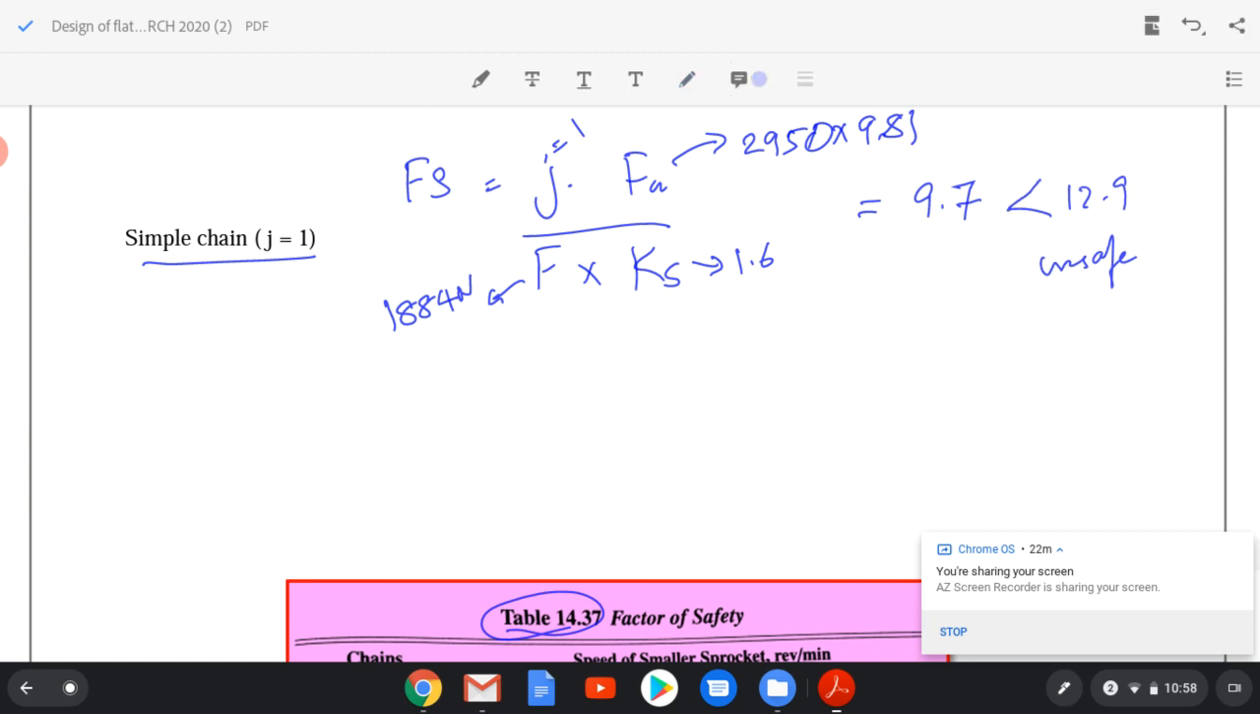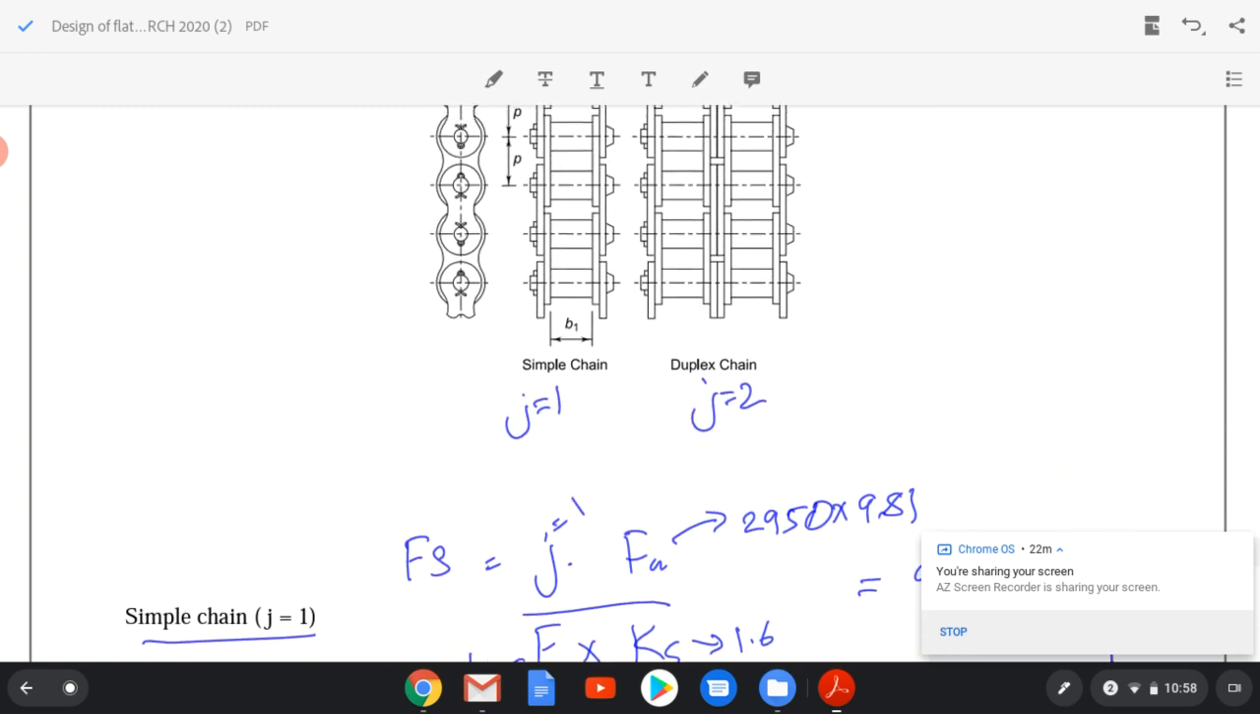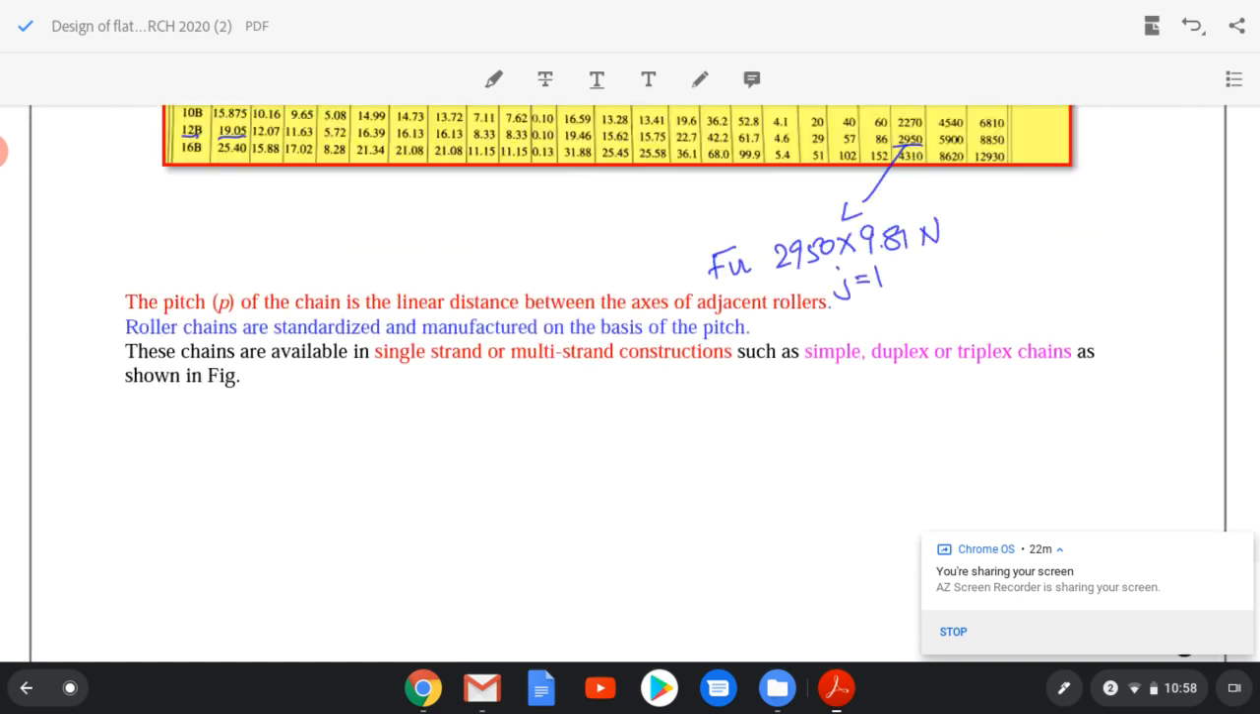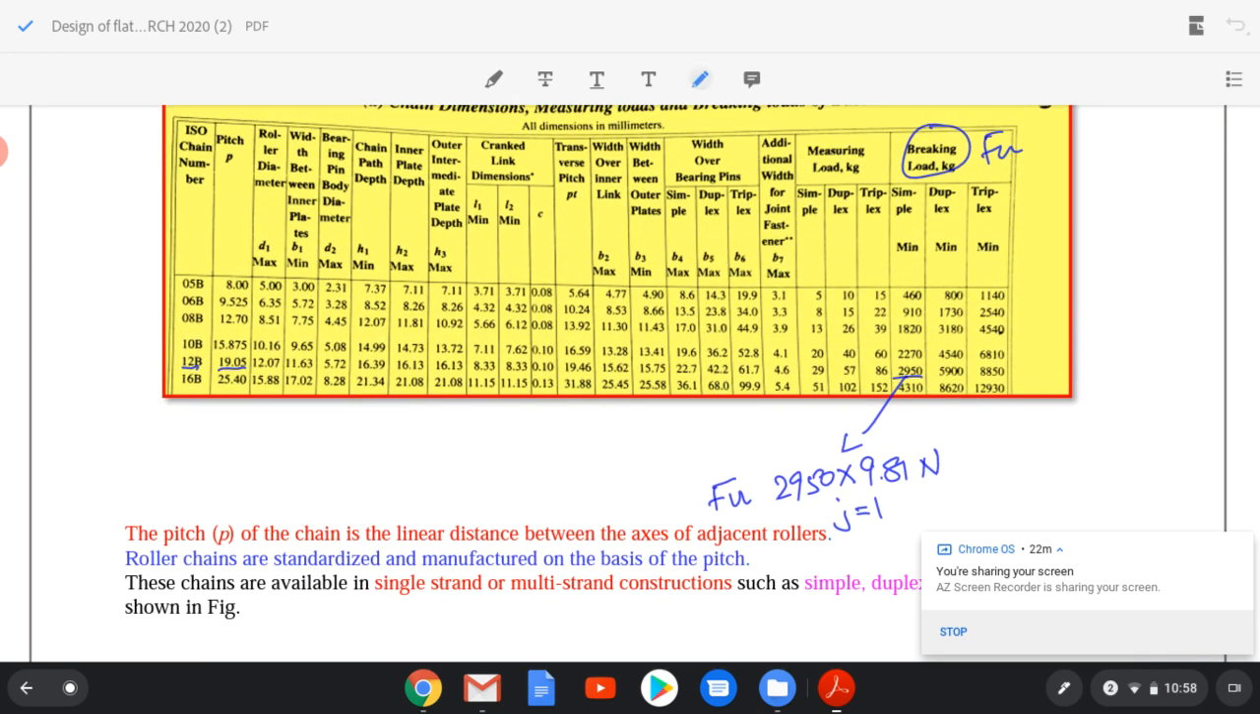So I have to increase the number of strands. So I will go for duplex chain. So what happens in a duplex chain? There will be two sets of chain, one set and a second set, so that it can transmit more amount of load. And for duplex chain, it can transmit just twice the load. So my load will be, Fu will be equal to 5900 into 9.81 Newton.